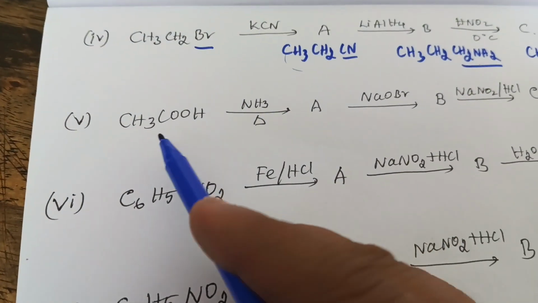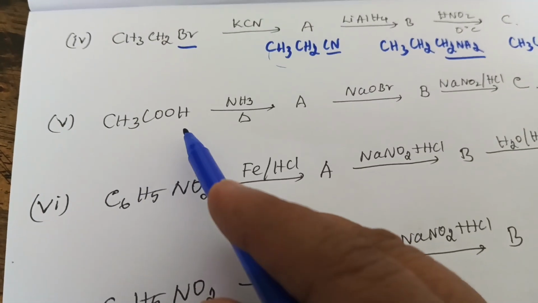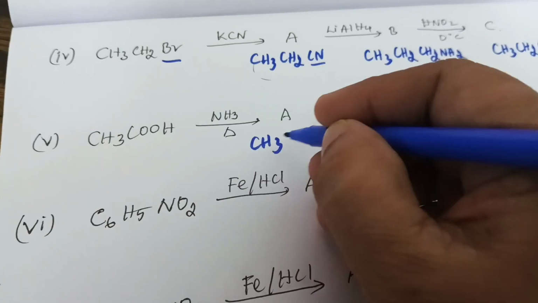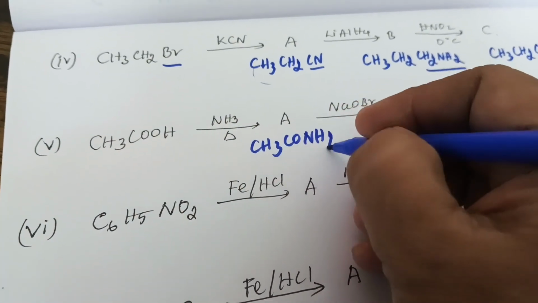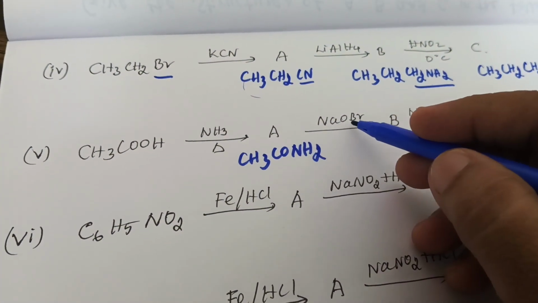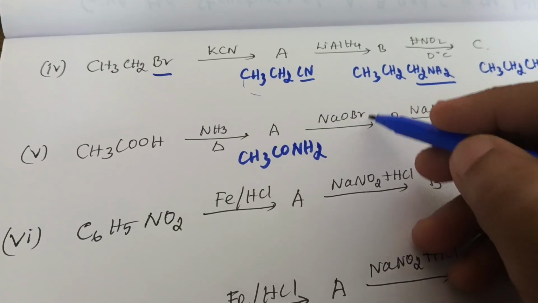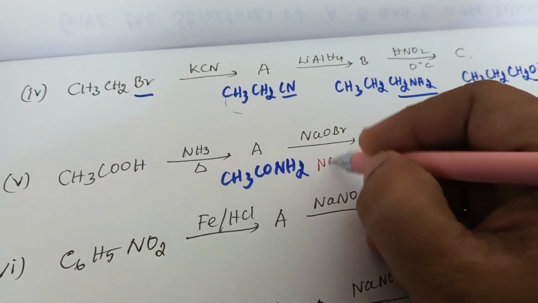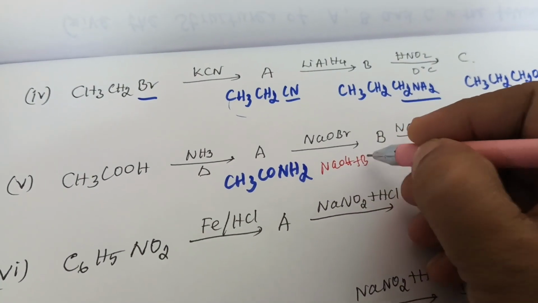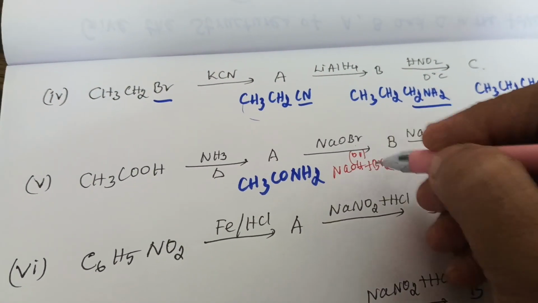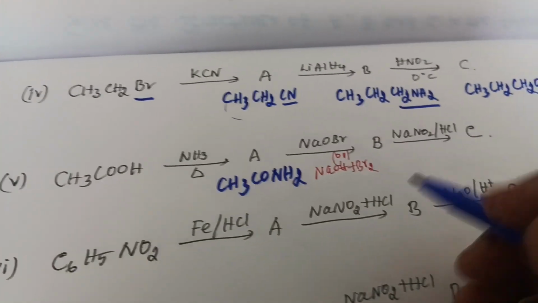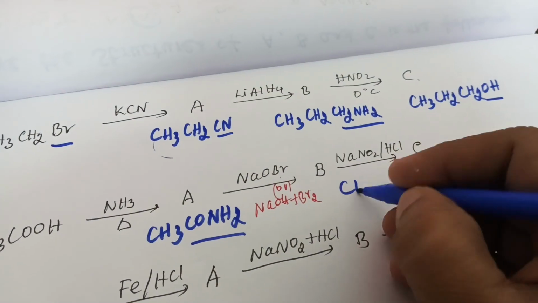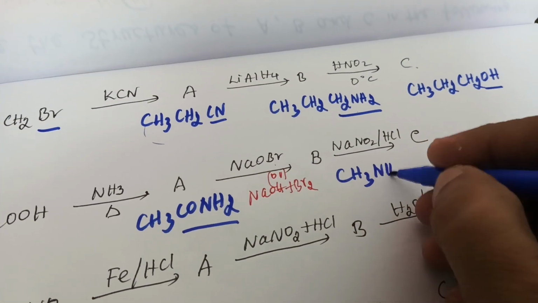Okay children, next one. CH3COOH, carboxylic acid, ammonia on heat. Already we have seen, so it should be CH3CONH2. It is amide. So this amide with NaOBr is nothing but Hoffmann bromamide reagent. It can be written as NaOH and Br2 or NaOBr. In both ways we can write. So it is a Hoffmann bromamide reagent. So here CONH2 will change into the B part, which is CH3NH2.